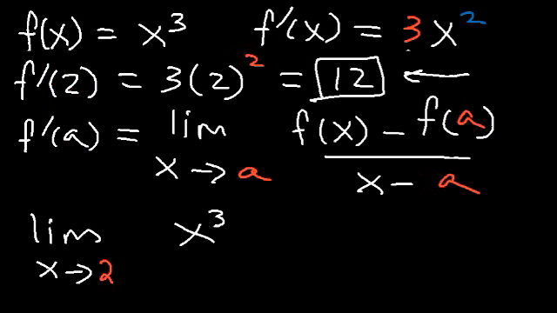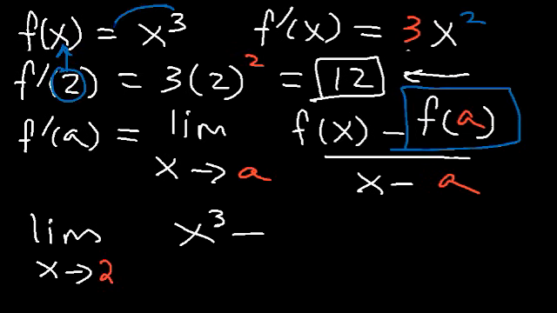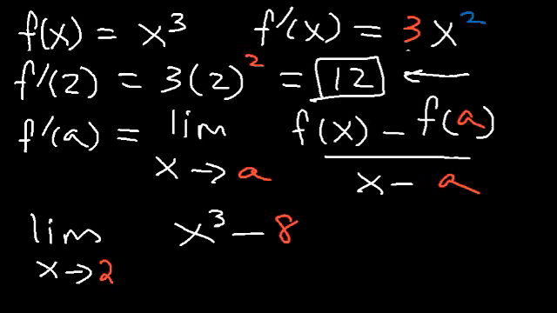f of x is x cubed. f of a, what is f of a? To find f of a, notice that we don't have the apostrophe on it. To find f of a, plug 2 into the original equation. So 2 to the third power is equal to 8. That's 2 times 2 times 2, 3 times. So we have x cubed minus 8 divided by x minus a. And a is 2, so it's going to be x minus 2.